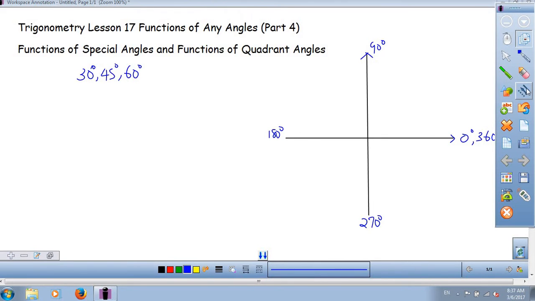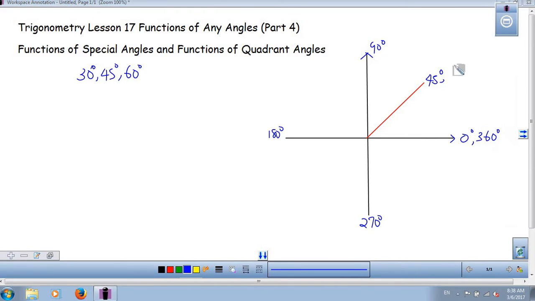Before we start, let's go ahead and start with 45 degrees, just a review of what exactly 45 degrees was. Now 45 degrees is half of 90 degrees. So we look at our quadrant here from 0 to 90. This red line is halfway between 0 and 90 degrees and represents 45 degrees, or another way to write it is pi over 4.